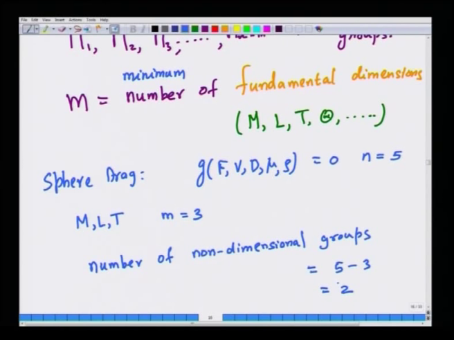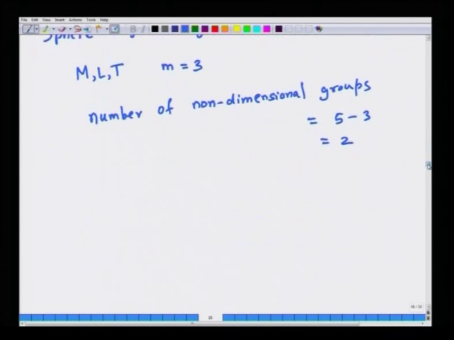And those two groups, an example of those two groups are what we wrote before: f by rho v squared and rho v d by mu. Okay. So the pi theorem for the problem of drag force on a sphere tells us that the functional relationship among 5 dimensional physical variables, namely f, v, rho, mu, d, can be represented as a functional relationship among only 2 non-dimensional groups. And the pi theorem will also tell you how to derive those 2 non-dimensional groups.